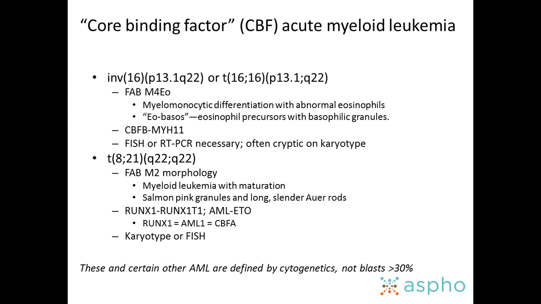This is typically cytogenetically apparent, but may be cryptic in a three-way translocation. These two leukemias, it's important to note, are not defined by their phenotype nor by the presence of greater than 30% blasts. These are special cases where simply having these particular chromosomal translocations defines them as being AML.